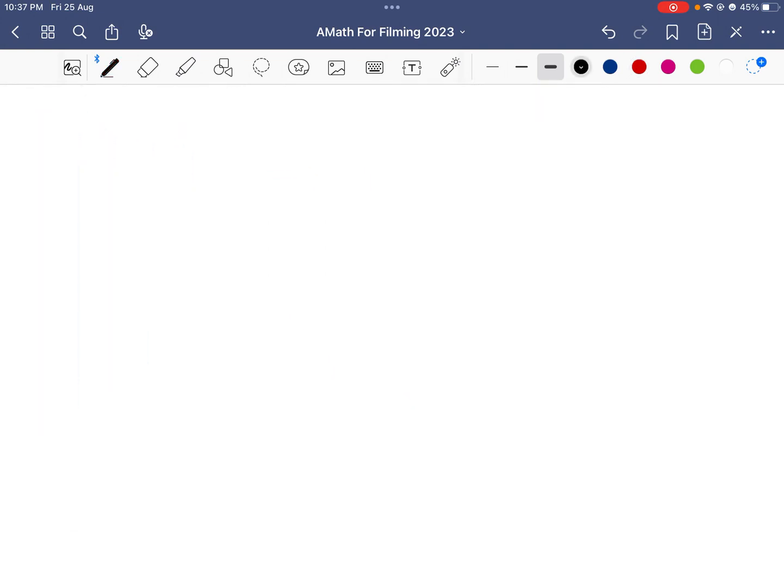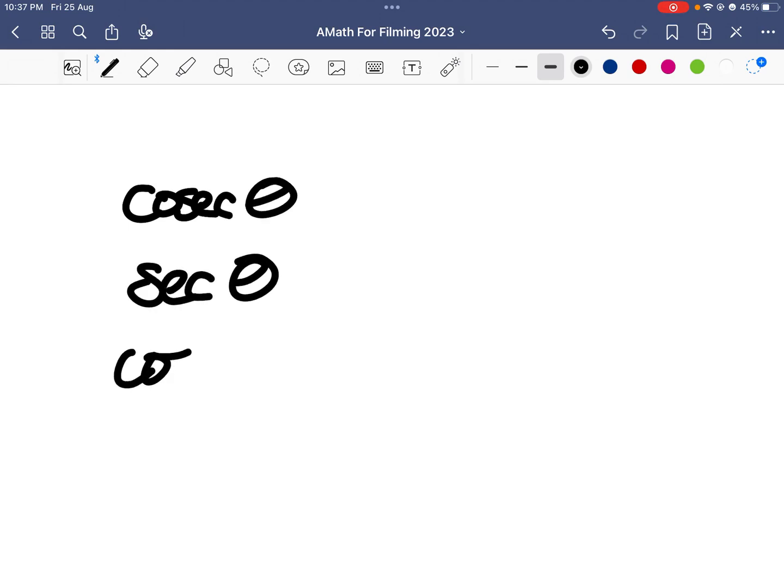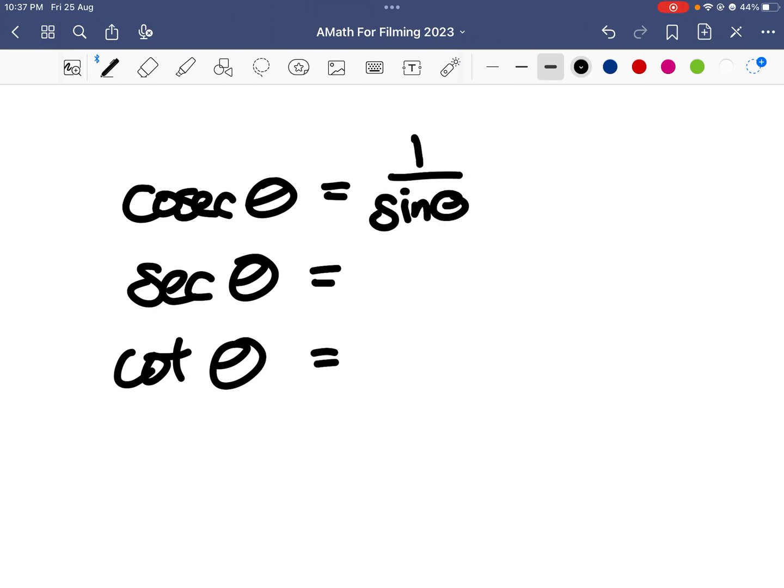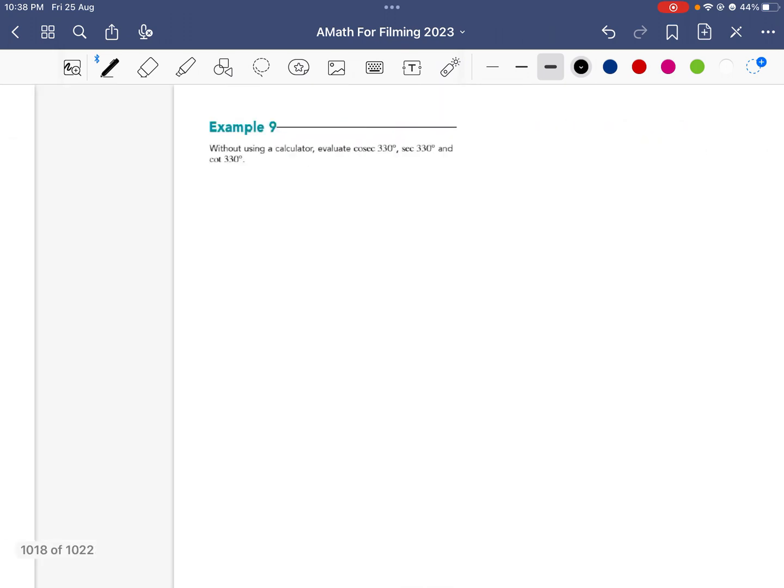Okay, very quickly now, just test yourself again. Cosecant theta, secant theta, cotangent theta. Do you remember what it is? Do you remember what we need to look at? The third letter. So cosecant theta is equals to 1 over sine theta. Secant theta, third letter is C, is 1 over cosine theta. Cotangent theta, third letter is T, so it's 1 over tangent theta.